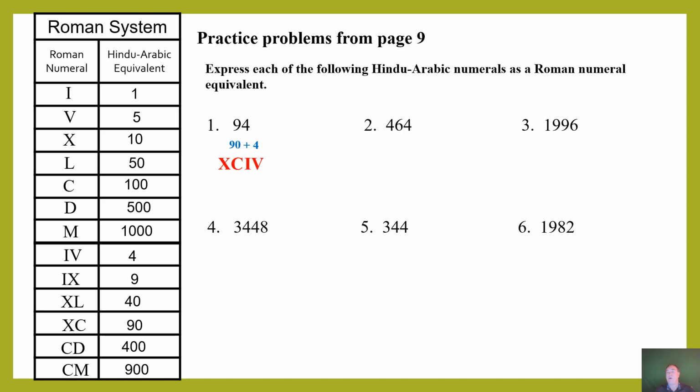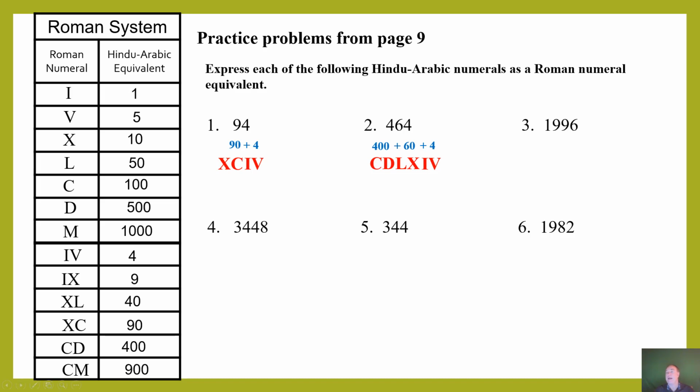Number 2, 464. Well, this would be 400 plus 60 plus 4. How do we represent 400? 400 would be CD. 60 would be LX. 4 would be IV. So breaking the number up in terms of its place value will help you write the numeral out in Roman numerals.